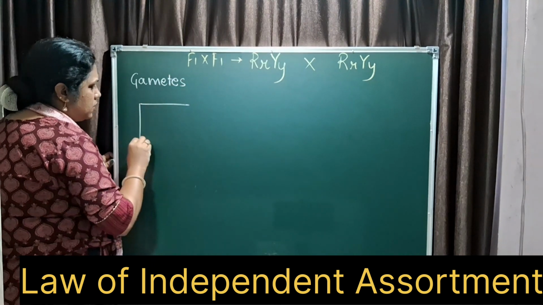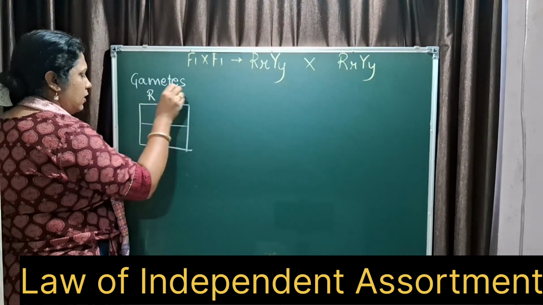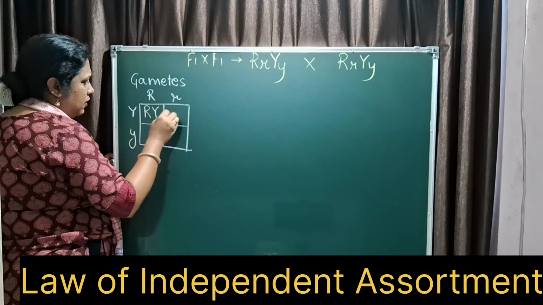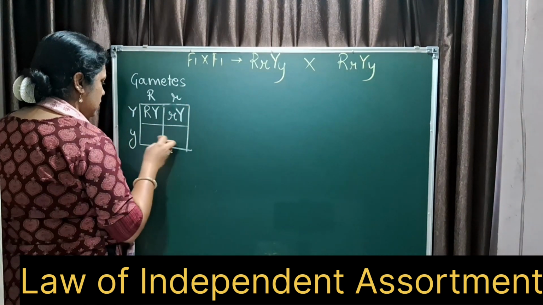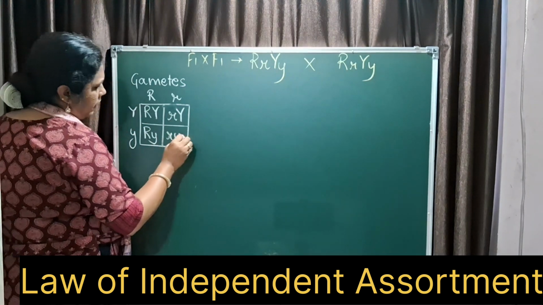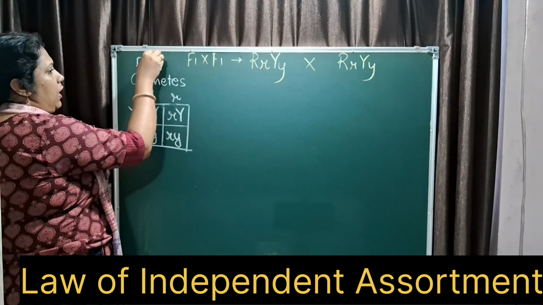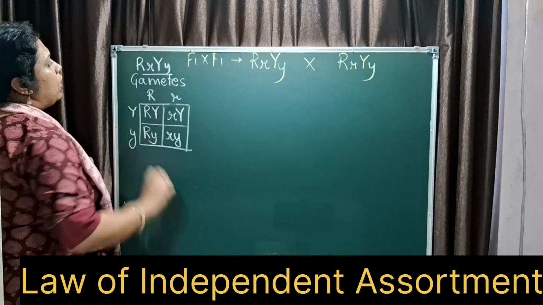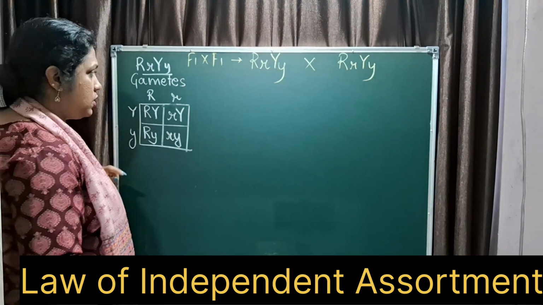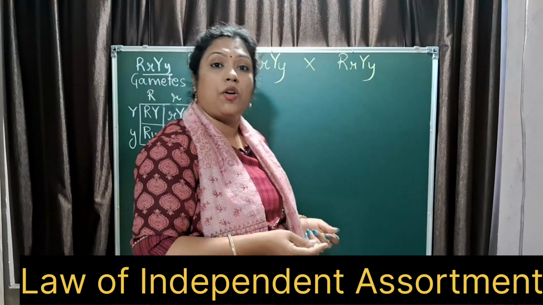So there are two things present, that is R and Y. So just write capital R, capital Y, small y. So capital R, capital Y, small r, small y, capital R, small y, and small r, small y. These are the four gametes possible for a F1 variety or F1 progeny. Okay, so this is the Punnett square to show the gamete formation. Now using these gametes, we have to form the possible offsprings.